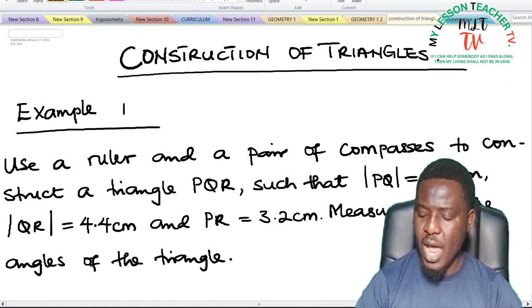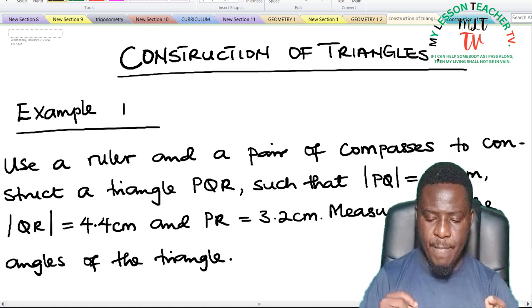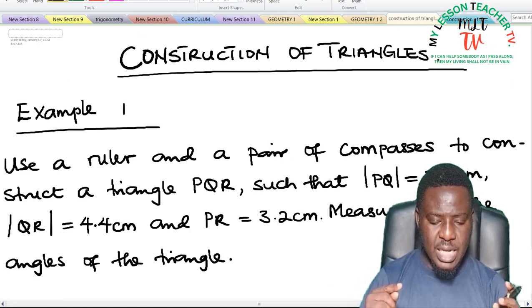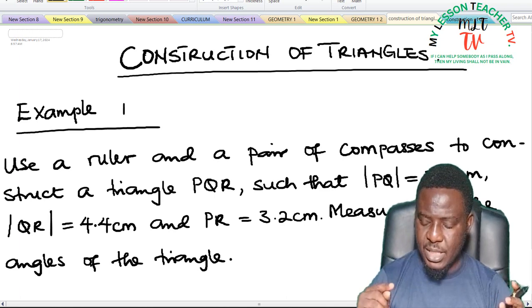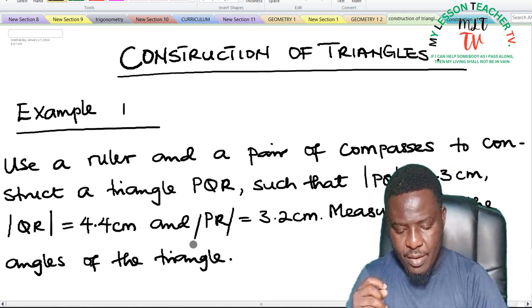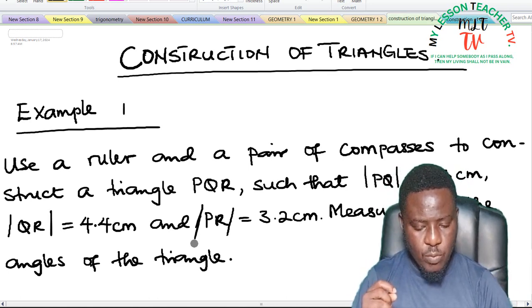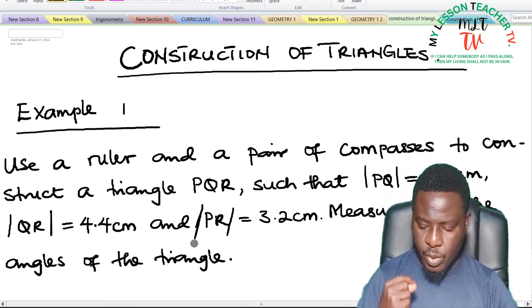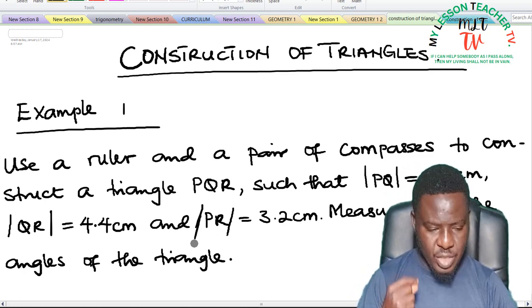Example 1, we are asked to use a ruler and a pair of compasses to construct a triangle PQR such that line PQ is given to be 3.3 centimeters, while line QR is given to be 4.4 centimeters, and line PR is equal to 3.2 centimeters. Then the question says we should measure all the angles of the triangle.